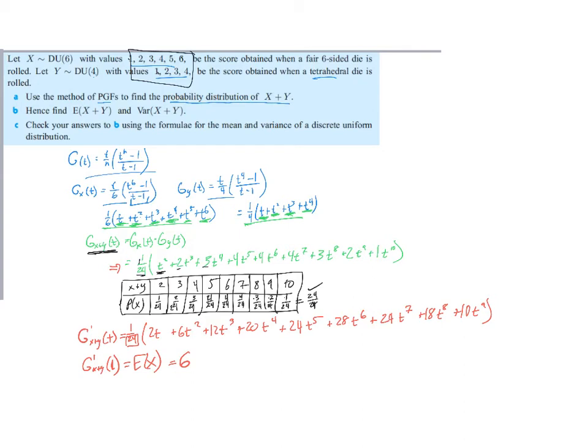All right. Next, it wants us to find the variance. And of course, to get the variance, we're going to need the second derivative. So we'll go ahead and find the second derivative of x plus y of t. Still 1 over 24. Now it's just going to be 2 plus 12t plus 36t squared. You should be able to do all these derivatives by now, right? This shouldn't be a big issue.